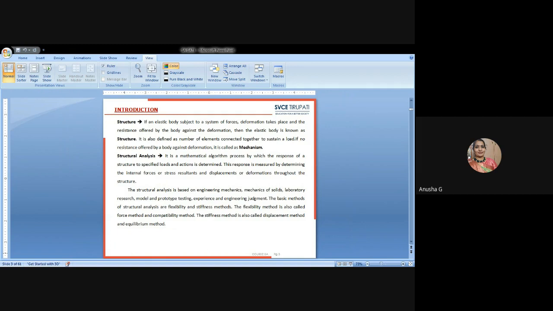If no resistance is offered by a body against deformation, it is called a mechanism. What is meant by mechanism? The elements in our structure have to sustain a load and withstand it with resistance offered by the body. If a load is applied on the body, some deformation will be there, and that deformation has to be opposed. Otherwise, that is called a mechanism of the structure.